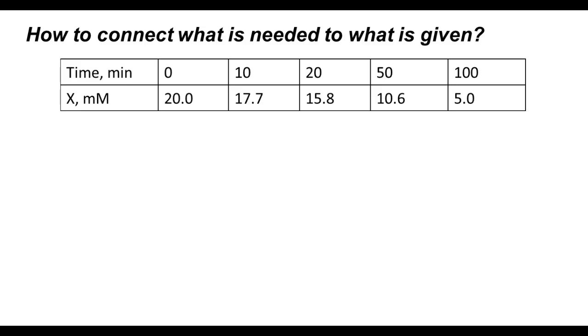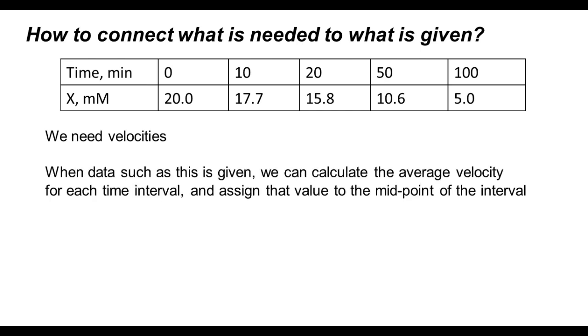Now, how to connect what is needed to what is given? We need velocities because we need to plot 1 by V versus 1 by S. For that, we first need V. When we are working with such data, we can calculate the average velocity for each time interval. In this case, between 0 and 10 minutes is the first time interval, 10 to 20 minutes is the second time interval, 20 to 50 minutes is the third time interval, and 50 to 100 is the fourth time interval.